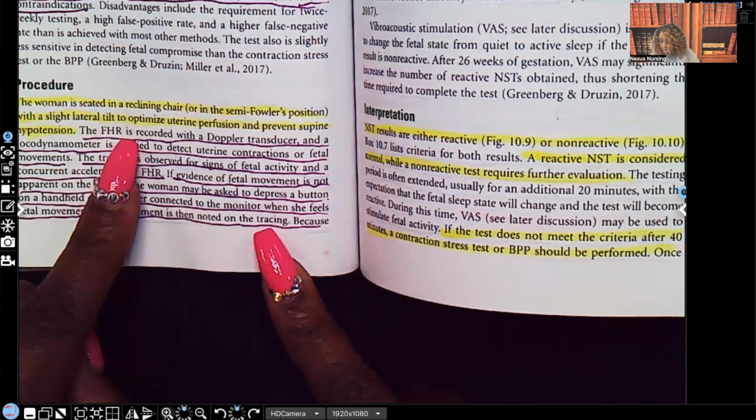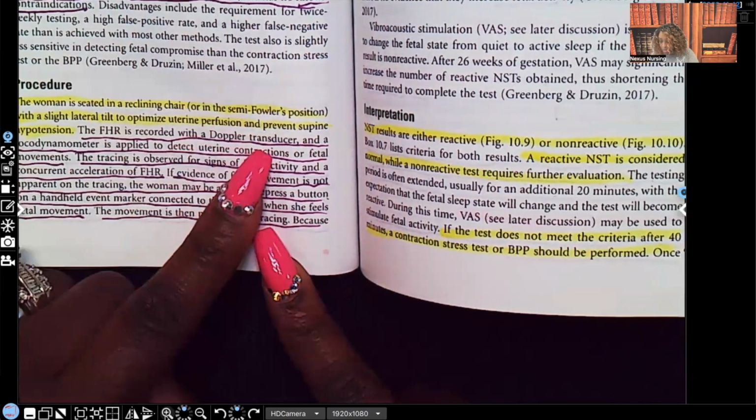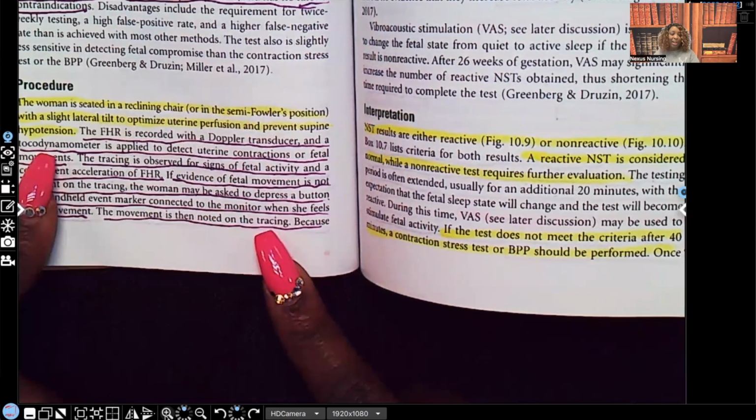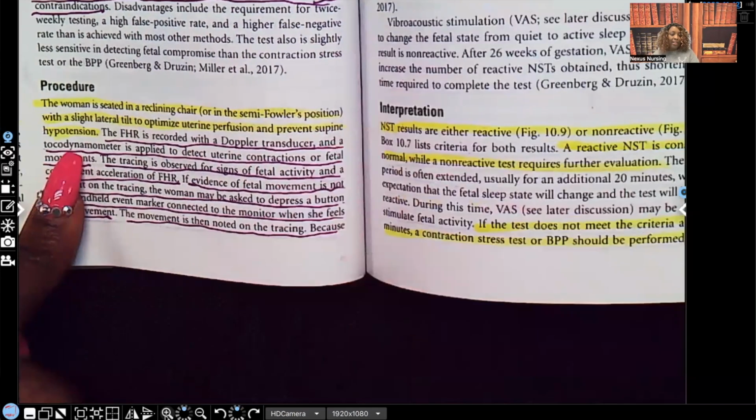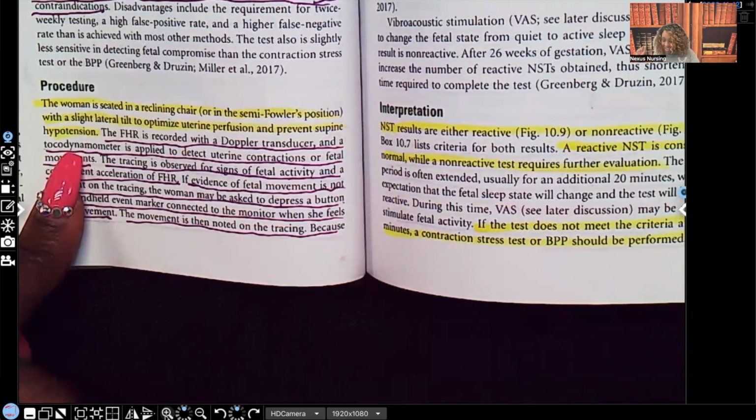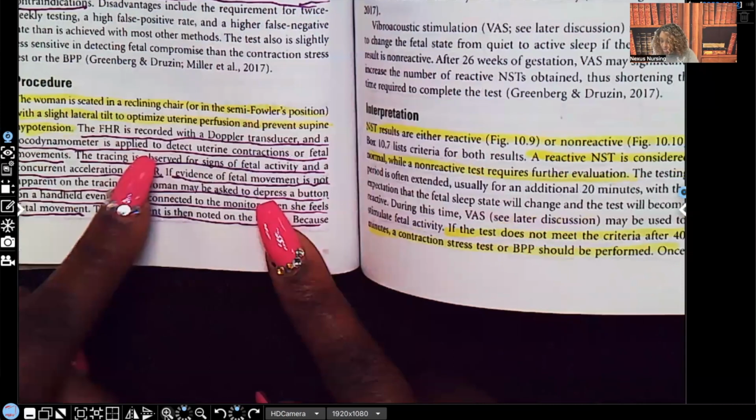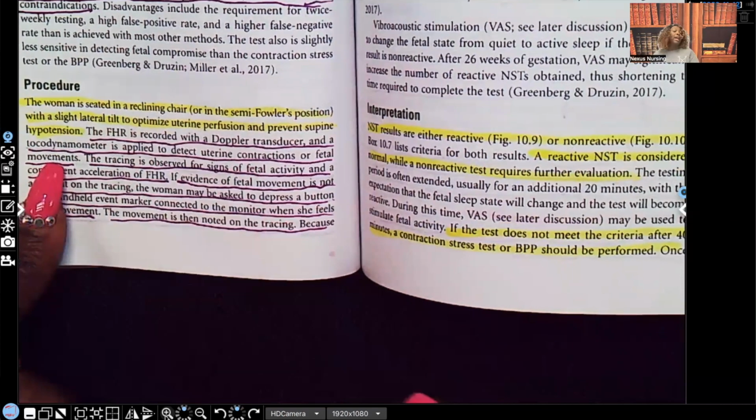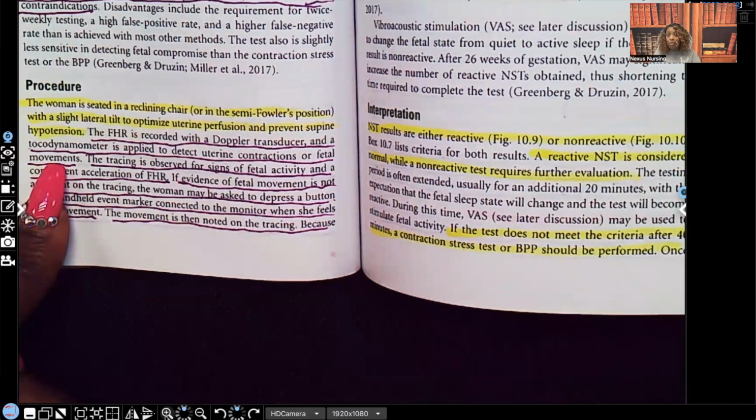The fetal heart rate is recorded with a Doppler transducer, and a tocodynamometer. Guys, I can never pronounce this word. Tocodynamometer. There we go. It's applied to detect uterine contractions or fetal movements. And again, with those uterine contractions and fetal movements, what do we expect to see? We expect to see accelerations, an increase in the heart rate.